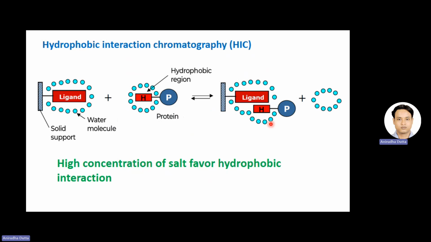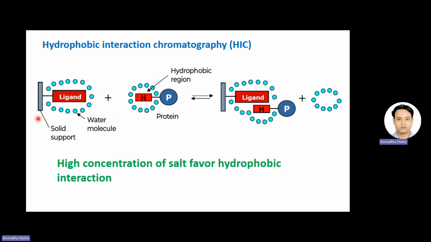The matrix has a hydrophobic ligand. Based on the hydrophobicity of the protein, it will either strongly bind to the matrix or weakly bind to the matrix. If it is strongly bound, it will be retained for a longer time. So it would get separated from the weakly bound protein, because that would be released by the matrix at the initial stage of the purification.